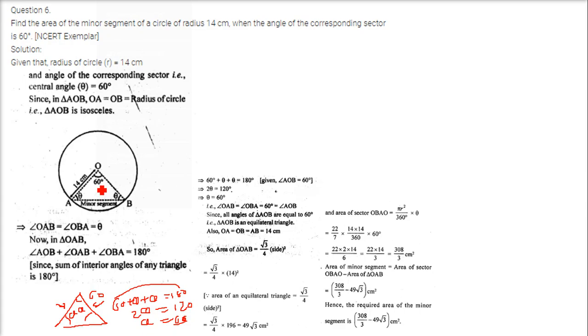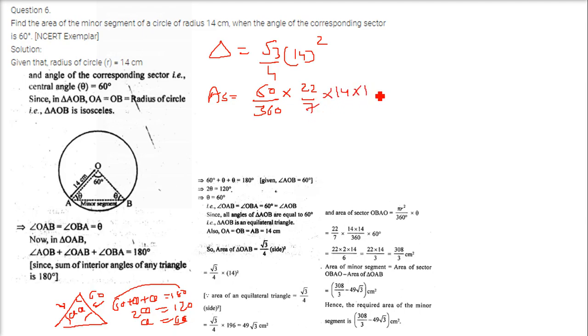When we have an equilateral triangle, the area of the triangle will be equal to root 3 by 4 side square, that is root 3 by 4 into 14 square. Now let us find the area of the sector. The area of the sector is theta by 360 into pi r square. Theta is 60, so 60 by 360 into pi r square. Pi you can use as 22 by 7, r is 14 into 14.